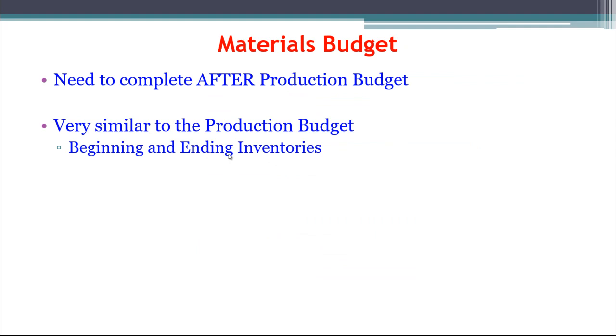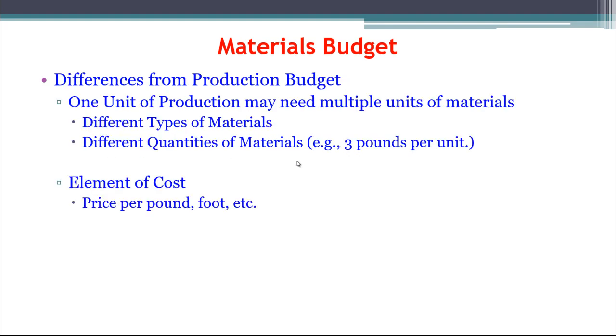Next, we're going to move on and create the materials budget. The raw materials budget: what do we need to purchase to get ready for production? Again, we have to have the production budget ready to go before we can do the materials budget. But it's similar in nature to the production budget. It has the same beginning and ending inventories to worry about.